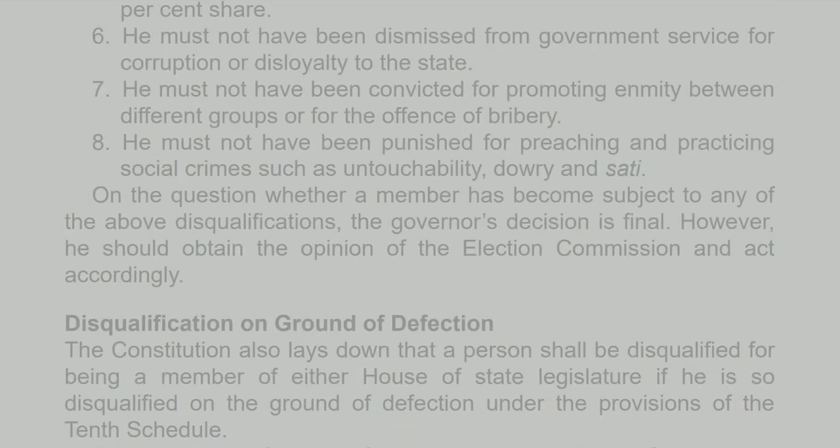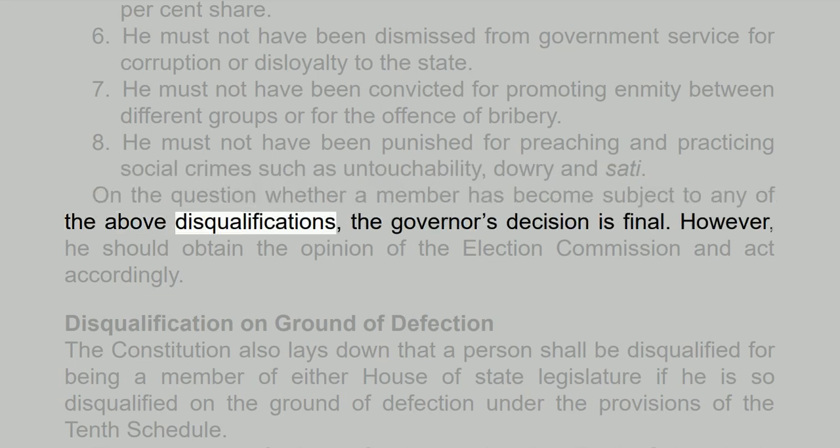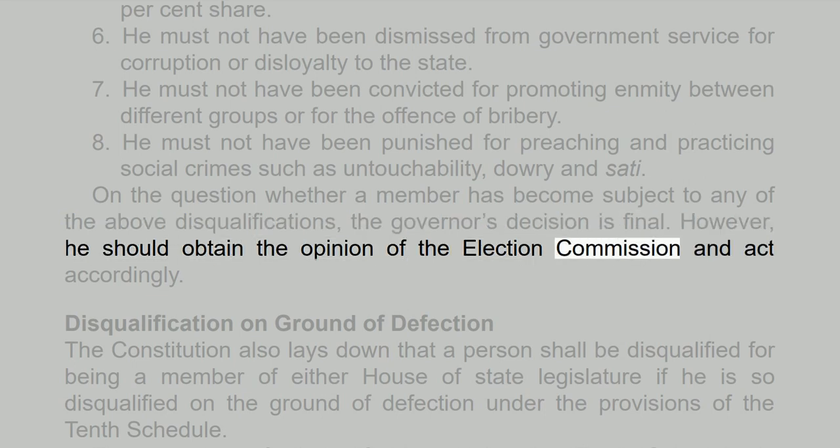6. He must not have been dismissed from government service for corruption or disloyalty to the state. 7. He must not have been convicted for promoting enmity between different groups or for the offence of bribery. 8. He must not have been punished for preaching and practicing social crimes such as untouchability, dowry and sati. On the question whether a member has become subject to any of the above disqualifications, the Governor's decision is final. However, he should obtain the opinion of the Election Commission and act accordingly.